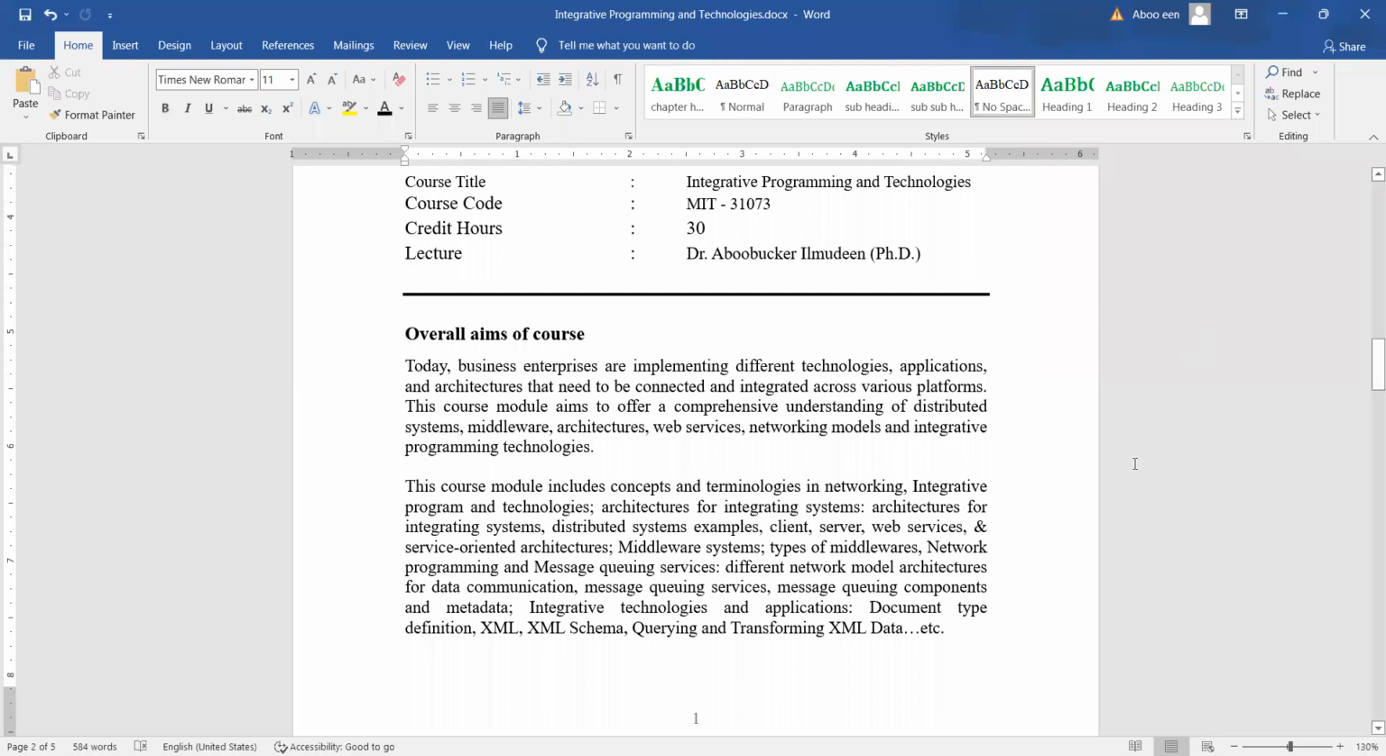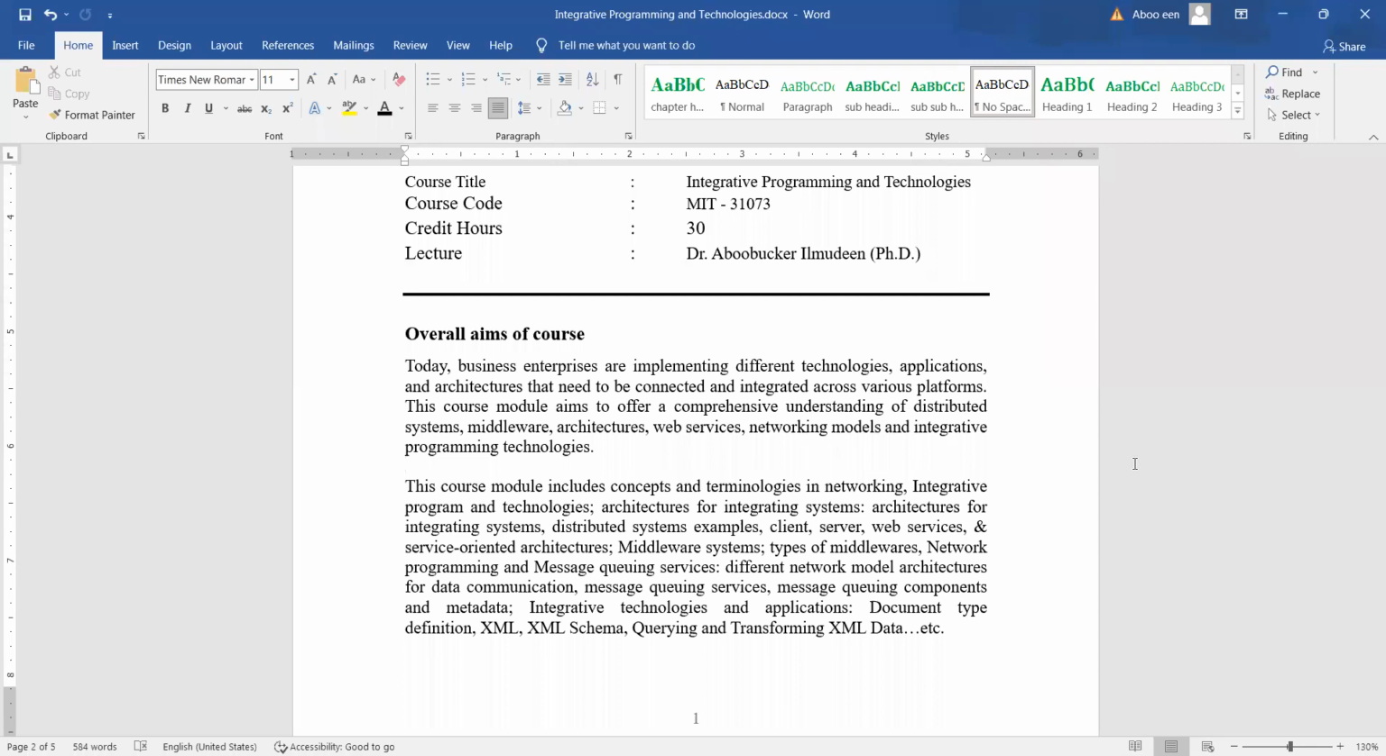Today, business enterprises are implementing different types of technologies, applications, and architectures that need to be connected and integrated across various platforms. This course module aims to offer a comprehensive understanding of distributed systems, middlewares, architectures, web services, networking models, and integrative programming technologies.